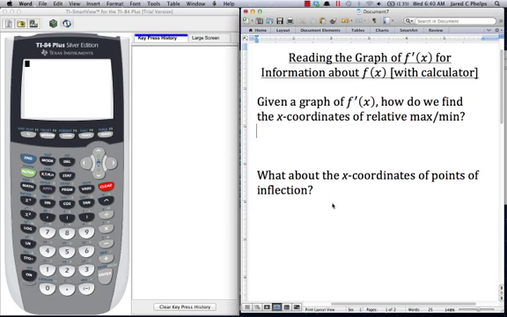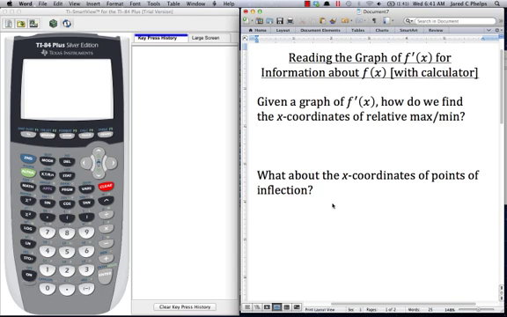So the idea in this video is that we need to be able to look at the graph of the derivative of a function and be able to tell things about it, like be able to find where the relative maxes and mins are and where the points of inflection are. And in particular, I want to talk about doing this with a calculator.